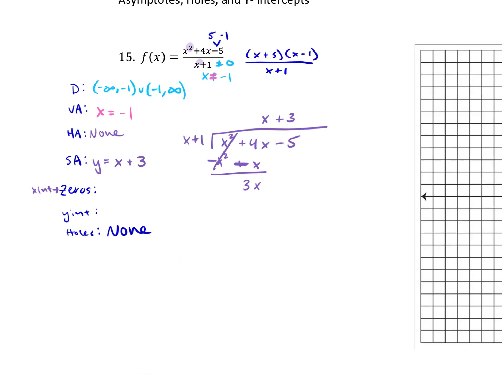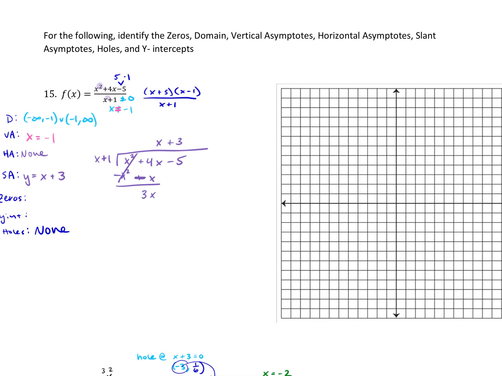Let's go ahead and graph what we have so far. Our vertical asymptote is going to be a vertical line through -1.